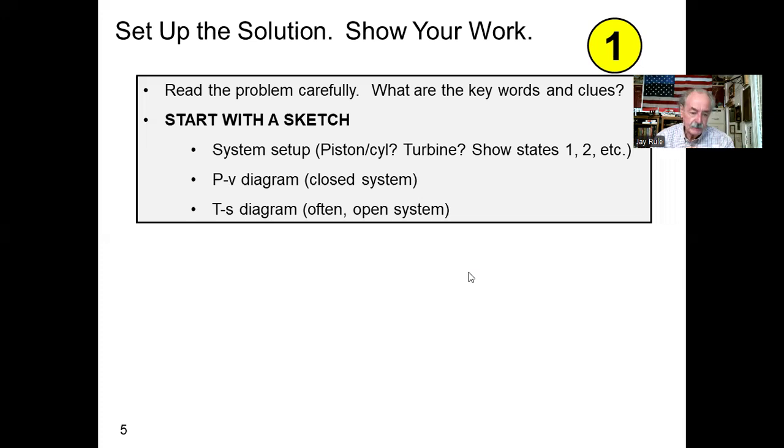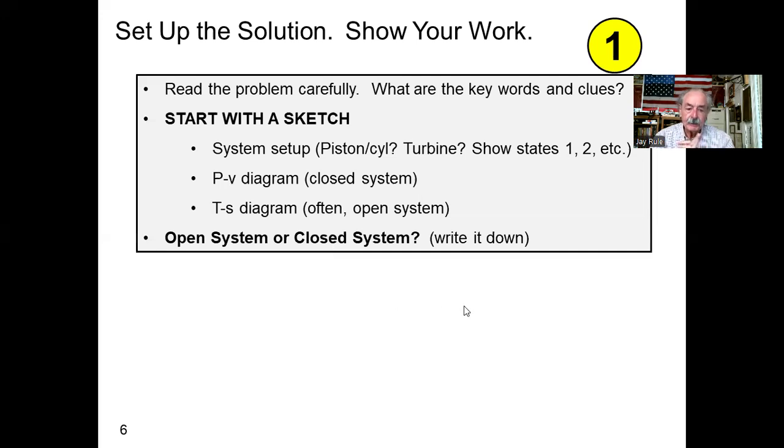If it's a closed system, you're probably going to need to draw a pressure volume diagram. Really valuable for closed systems. I hope you remember why. If you have an open system, the chances are mighty good that a TS diagram, near the end of the semester, is really going to be needed for you to see how to solve the problem, even if it's not assigned. Draw a TS diagram if you have an open system. That's going to help you not waste your time.